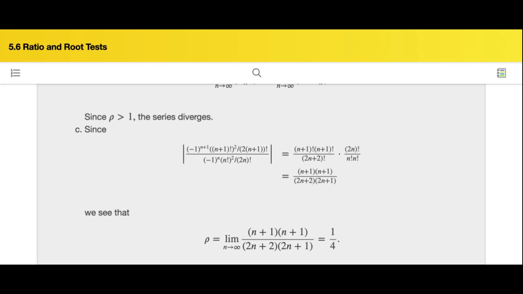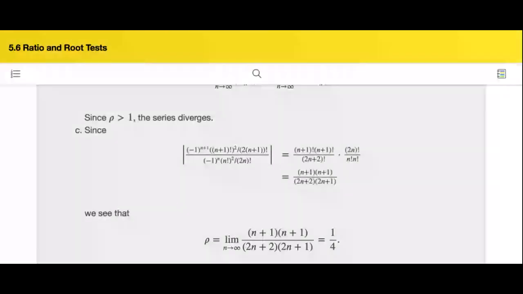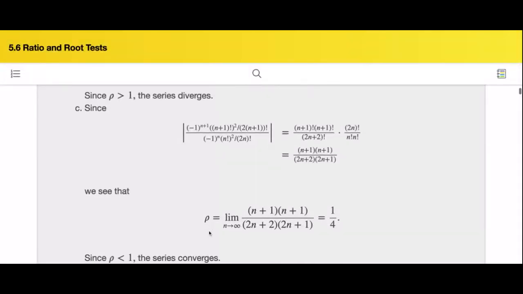Any questions? So it seems like the ratio test could have a lot of algebraic calculations. Anyone has any questions? Okay, if not, I guess we're ready for the practice.